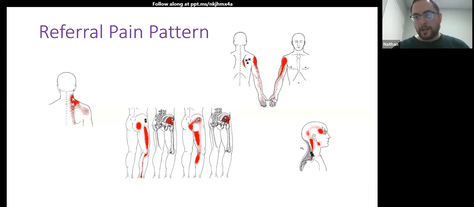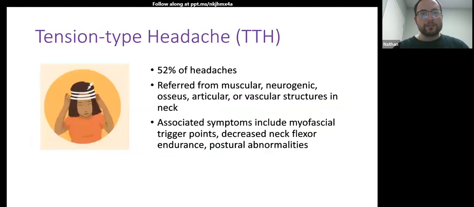And you can see it kind of curls around this way. This is a very common pain pattern that we see. So thinking back to those three types of headaches, right? We have tension type headaches.